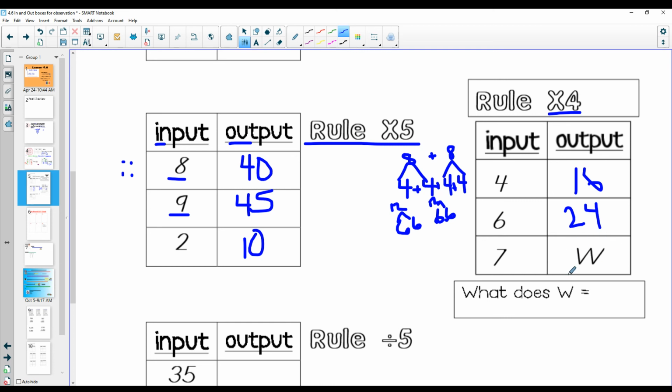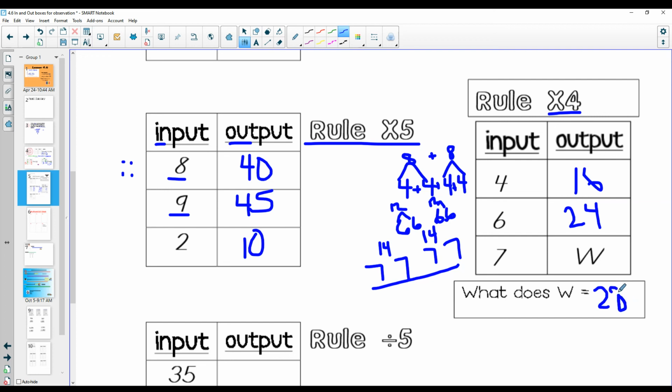Now, this is called algebra. They're just putting a letter in here. It's like a question mark. What would go here if we followed the rule? 7 times 4, what would the W equal? Well, we know that 7 plus 7 gives us 14. And if we had 2 more 7s to add together, because we have to add 7 4 times, we'd get another 14. 14 plus 14 is, you got it, 28.